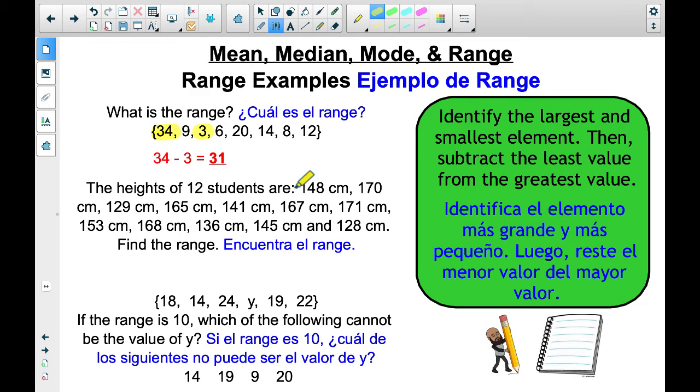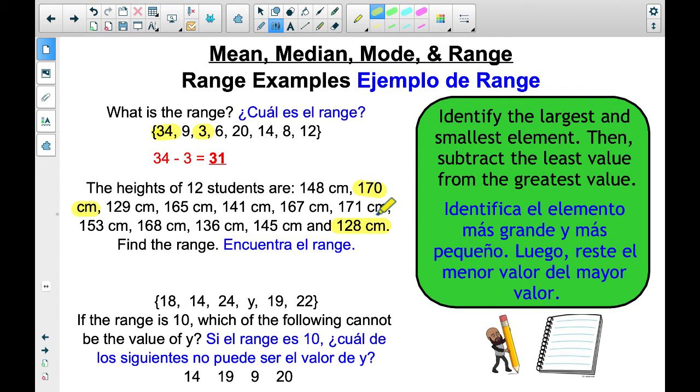In this case, they have labels to them, but it doesn't change. It's still a data set. So I'm looking for the tallest person first, which is the biggest number, which looks like is 170 centimeters. And then the smallest, we got 148, we got 129, 128. Okay, so 128 is the smallest.